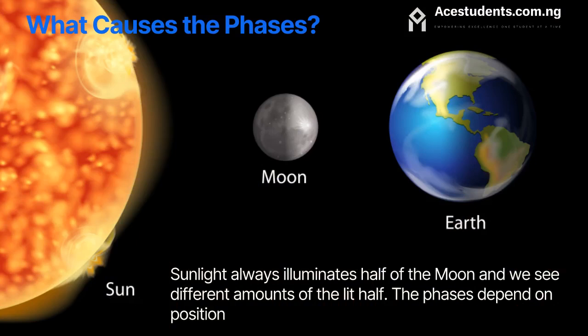Here is a key idea. At all times, half of the moon is lit by the sun. So why does it look different? Because as the moon moves around Earth, we see different portions of the lit half. It is not caused by Earth's shadow. That only happens during an eclipse. The phases are caused by changing positions between the sun, Earth, and moon.